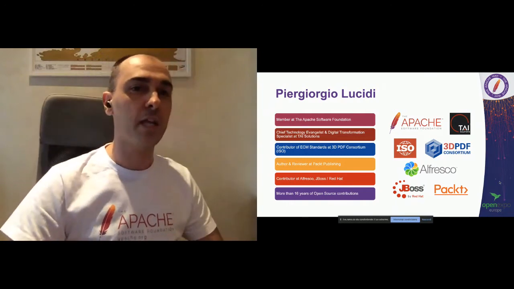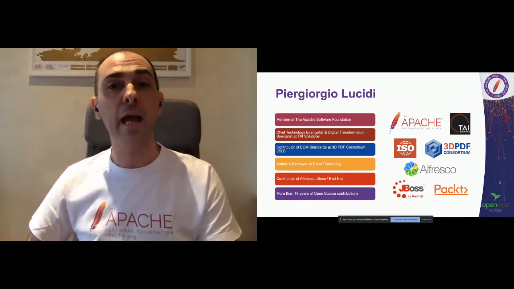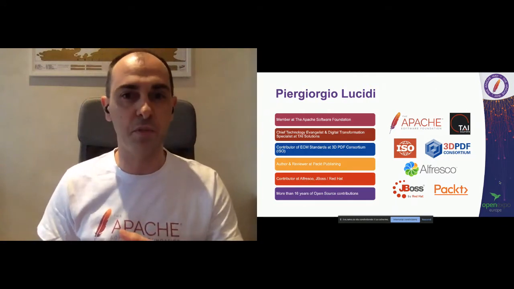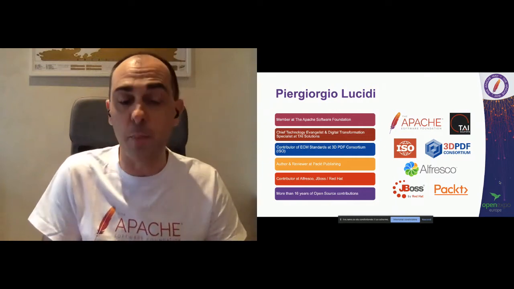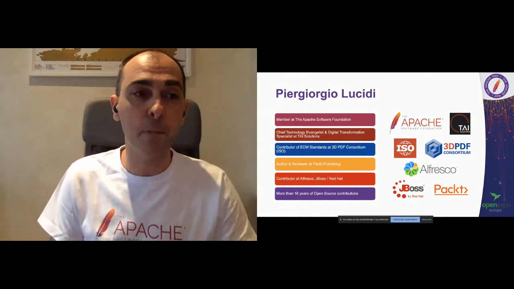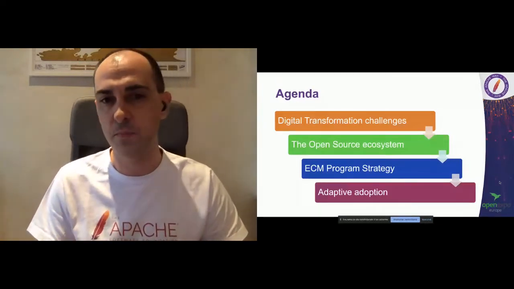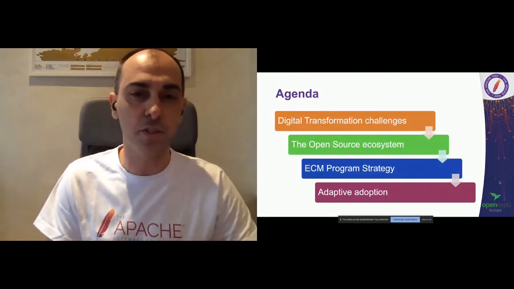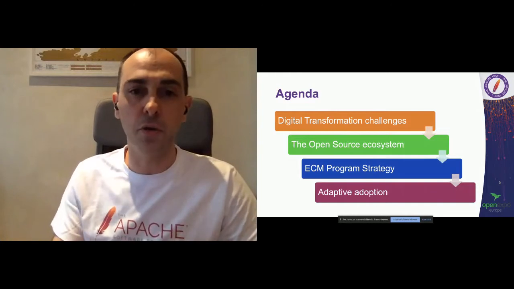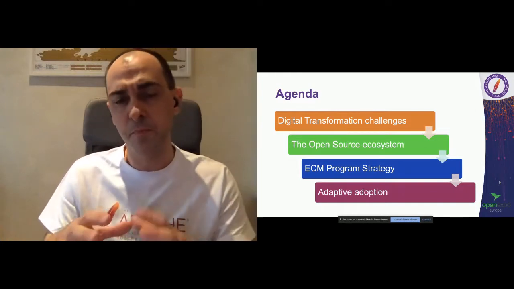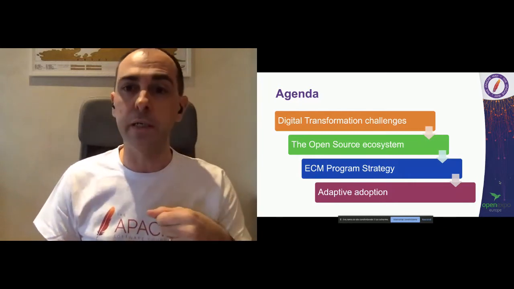So let's take a look at the high-level agenda. We will see some main challenges of digital transformations, and we will see some similarities with the open source ecosystem. We will try to bring some good practices from open source communities for managing the project that could be very useful. We will see some international standards summarized in an ECM program strategy. So we will see that there are some toolkits that you can follow for approaching any digital transformation project. And we will see how to adapt it, technologically speaking, depending on your functionalities and your requirements. We will try to give some very basic examples of how an architecture can be improved step by step.